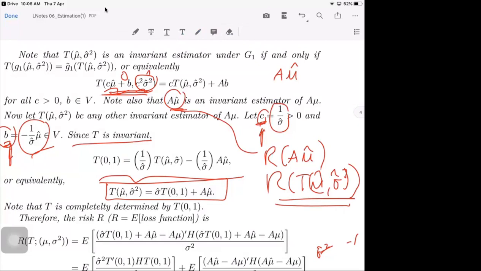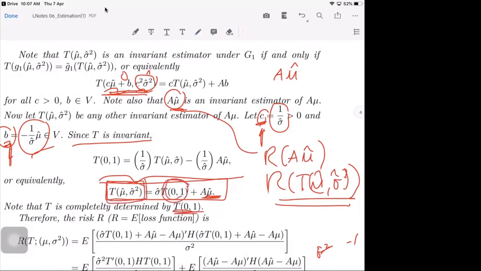So we see that T is completely determined by T at 0, 1. Kini na value here is completely determined if we know this, no? Because it is a function of this plus ang ato ang competing estimator.